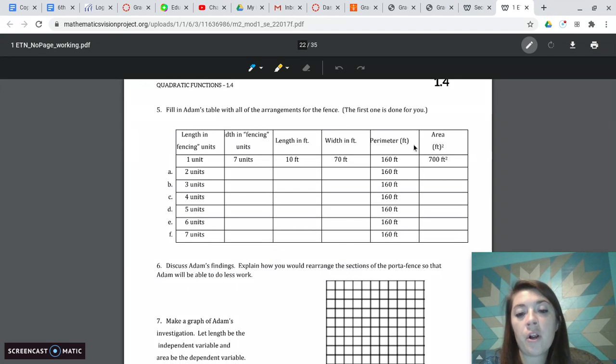So the perimeter for all of these will be 160 feet. So if we have 1 unit of fencing in length, we have 7 in width. So length is 10 feet, width is 70 feet. So that's 80. We double that because there's 2 more sides to finish off the rectangle. We get 160. 70 times 10 is 700 feet squared.